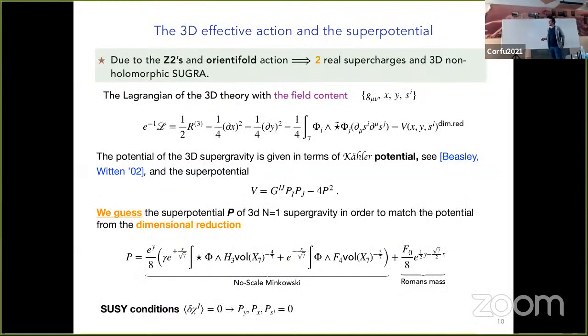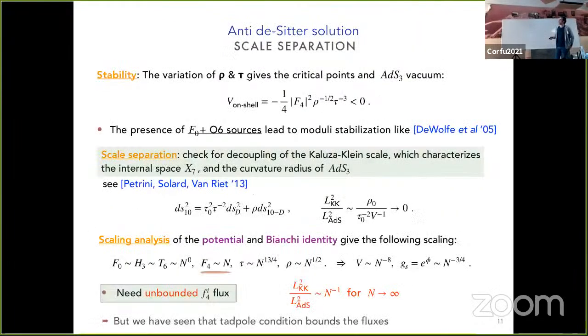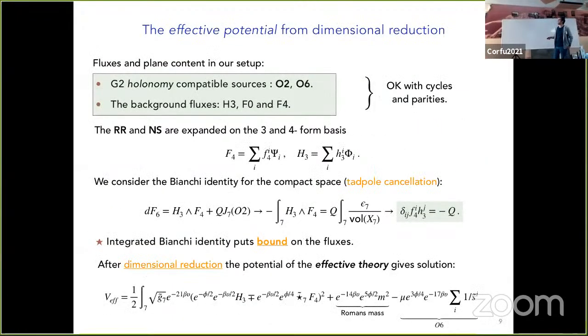Okay, so we have found the superpotential, and now we can see what is the effect of the rest of the terms here in the potential, like the Romans mass and the O6 planes.